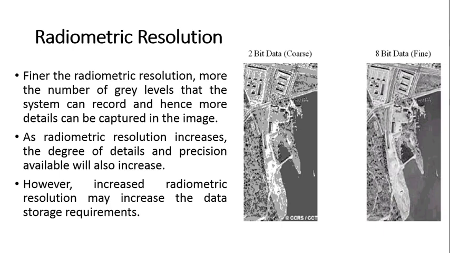As the radiometric resolution increases, the degree of detail and precision available will also increase. However, increased radiometric resolution will also increase the storage requirement of the data. So high radiometric resolution data requires higher storage. So in short, it means that the finer the resolution, the higher the storage required. Right?